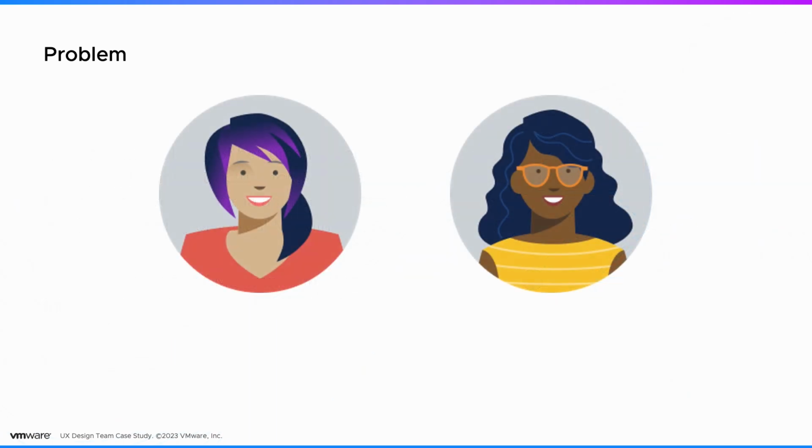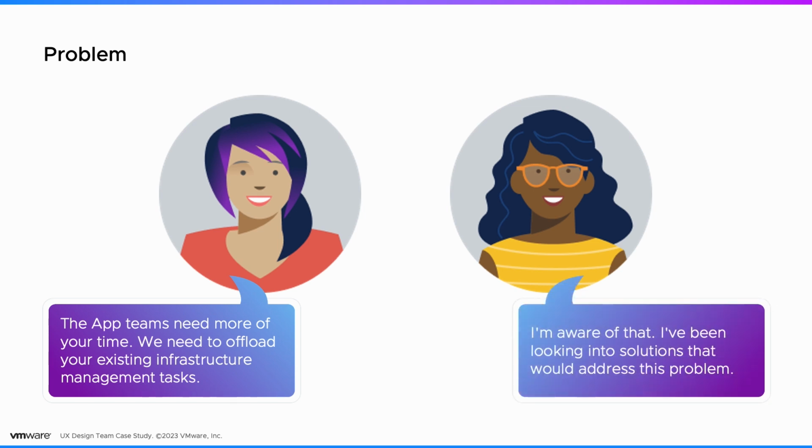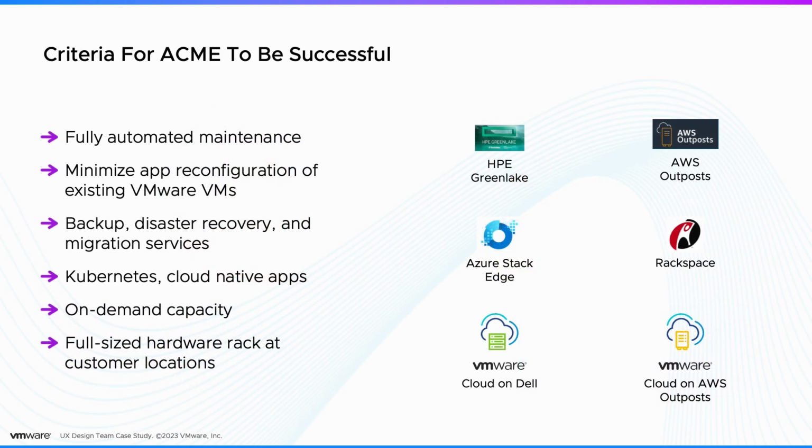Wei, Samantha's manager, is aware of the issue. She also wants Samantha to offload her existing infrastructure management tasks. Samantha looks for a solution.